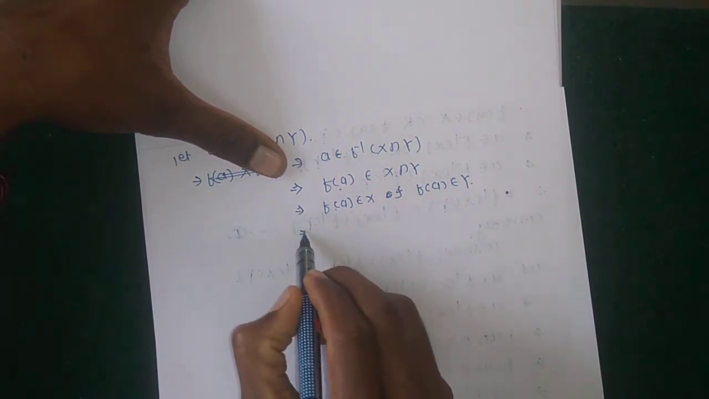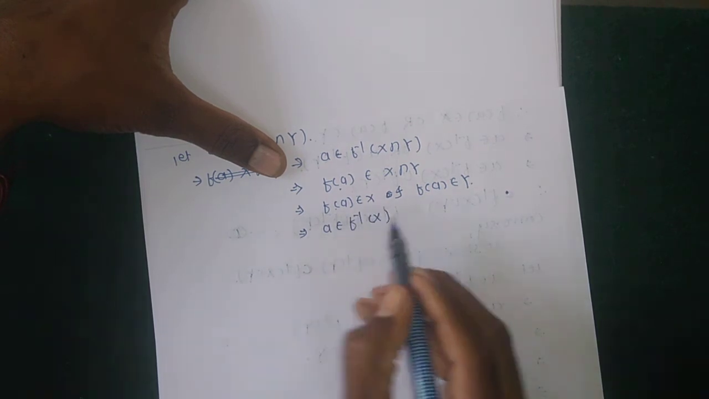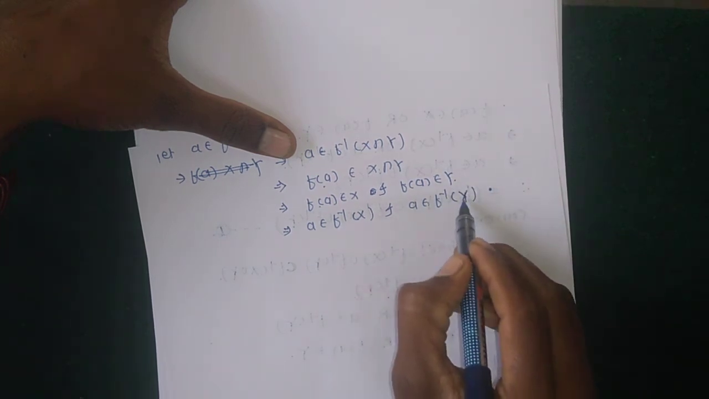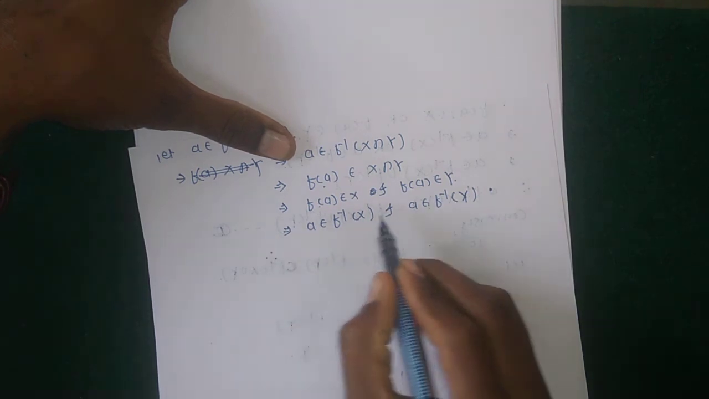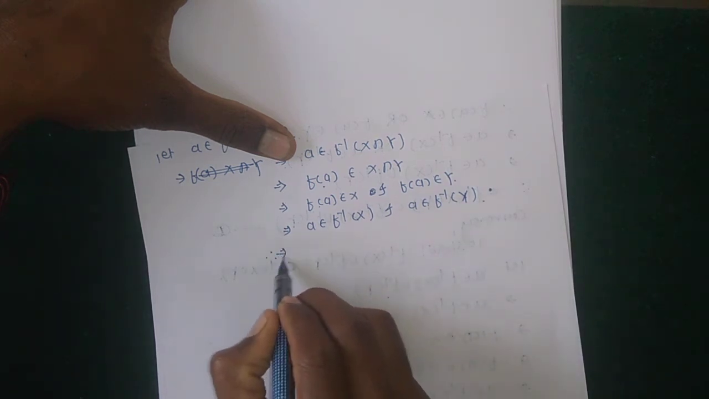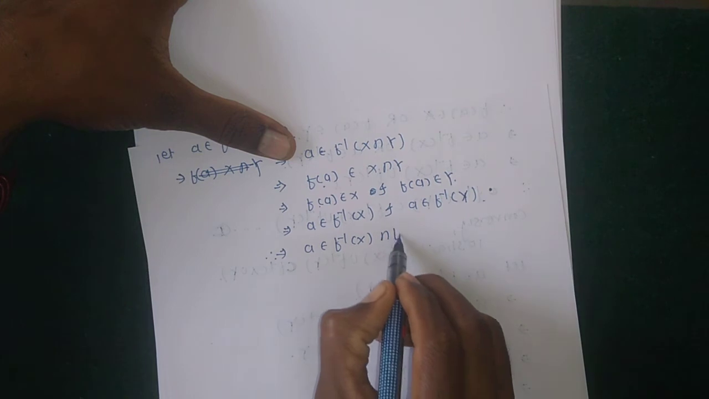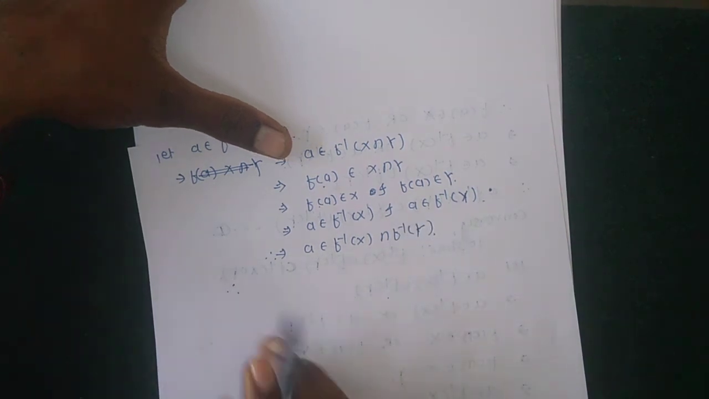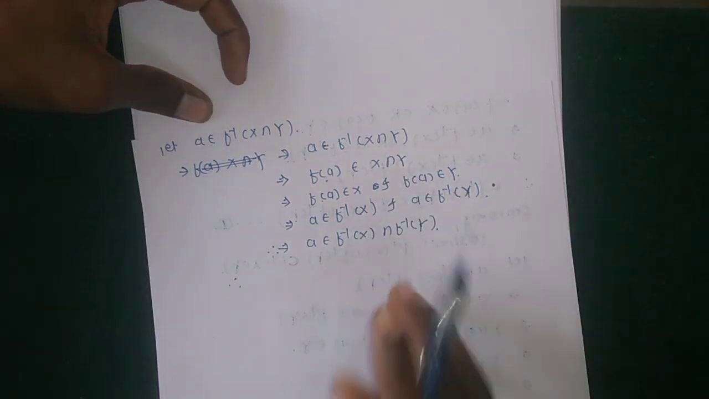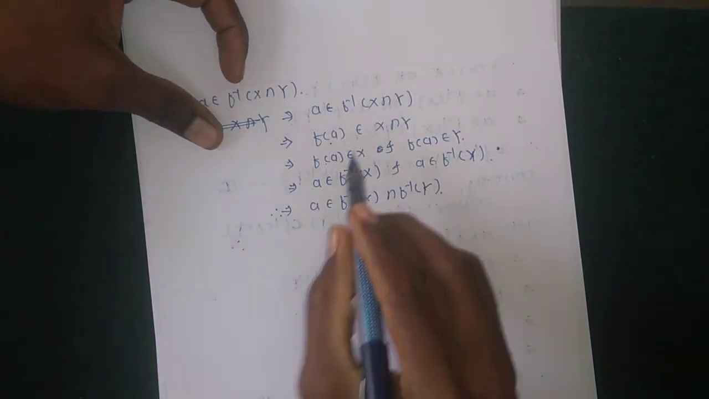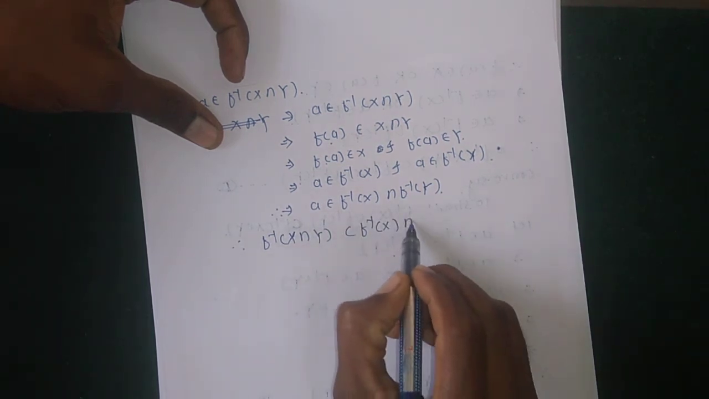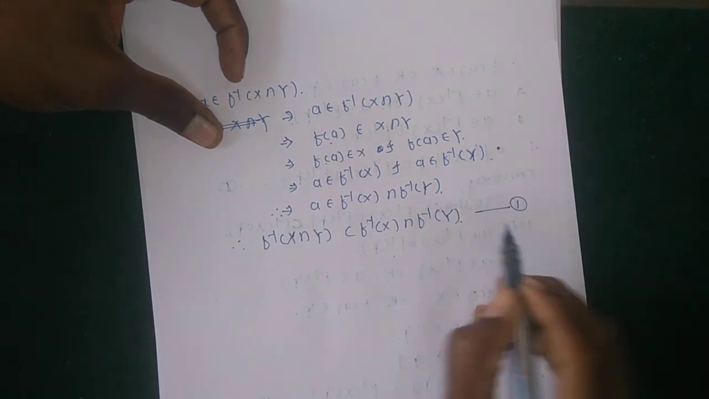Therefore f of a belongs to X, which implies that a belongs to the inverse image of X, and a belongs to f inverse of Y. Therefore a belongs to f inverse of X and a belongs to f inverse of Y, which implies that a belongs to their intersection, f inverse of X intersection f inverse of Y. Therefore a is an element of f inverse of X intersection Y, and it belongs to the intersection of f inverse of X and f inverse of Y. Therefore f inverse of X intersection Y is a subset of f inverse of X intersection f inverse of Y. This is equation number 1.